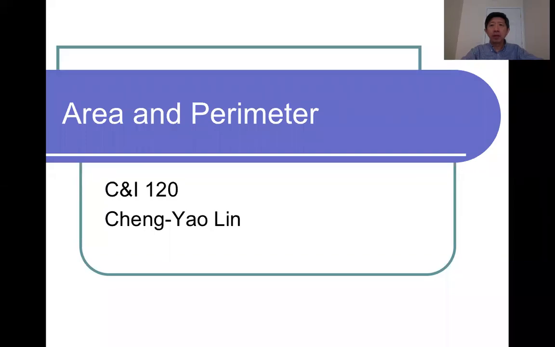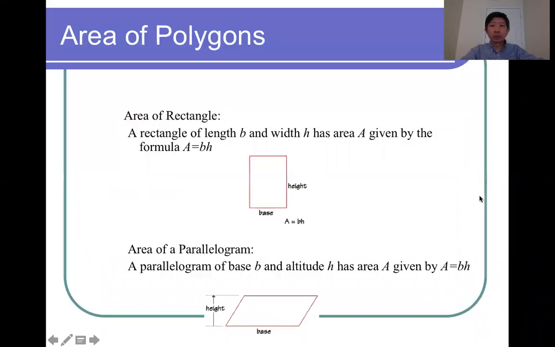Good morning, class. Today's lesson is area and perimeter. Area of a rectangle: a rectangle with length b and width h has area A given by the formula area is equal to base times height, right? So area is base times height.